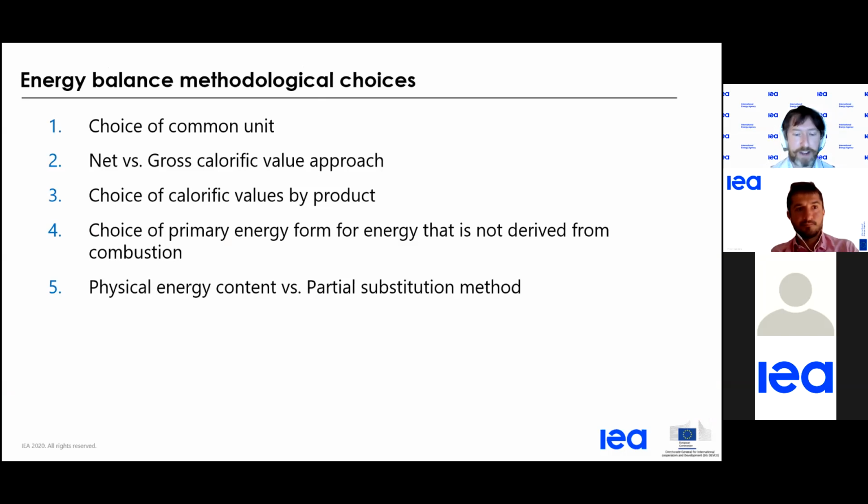However, the main methodological choices are the selection of a common unit with which to create the energy balance, the choice of using net or gross calorific values, the selection of the calorific values for each product, the choice of what constitutes the primary energy form of some of the energy forms, such as hydro or wind, and finally, the choice of the appropriate methodology for calculating the energy content of these forms.